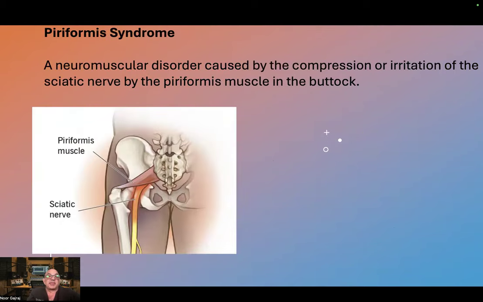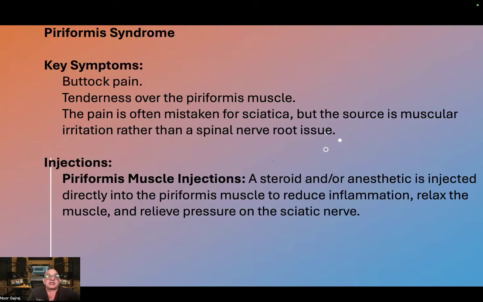Piriformis syndrome, a neuromuscular disorder caused by the compression or irritation of the sciatic nerve by the piriformis muscle in the buttock. Key symptoms: buttock pain, tenderness over the piriformis muscle. The pain is often mistaken for sciatica, but the source is muscular irritation rather than a spinal nerve root issue.